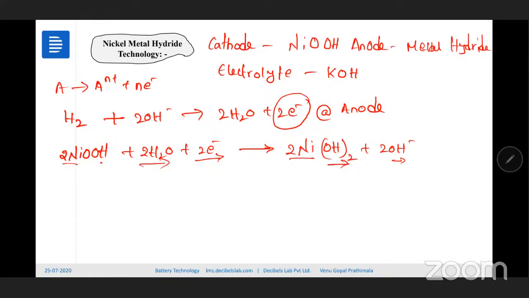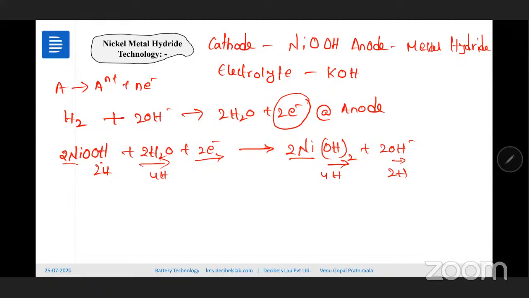4 oxygens have to be there. 2 were here and 2 were here. Yes. Hydrogens were like 2 hydrogens here and 4 hydrogens here, so total 6 hydrogens. If you look over here, we are having 2 times 2, so 4 hydrogens over here and 2 hydrogens over here. Yes, it is balanced.